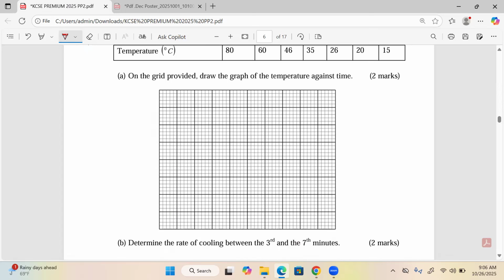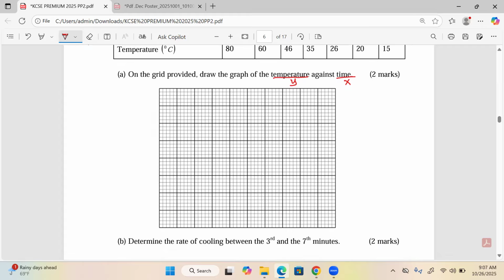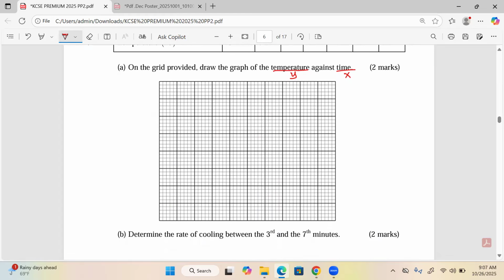Temperature against time. Whenever you are told something against another, the quantity mentioned first should actually be on the vertical axis, and the quantity that comes second should lie on the x-axis. So that's what you're supposed to know whenever you're plotting graphs.